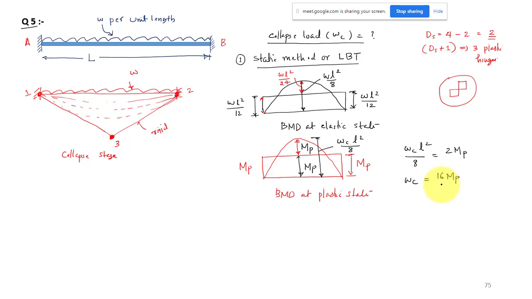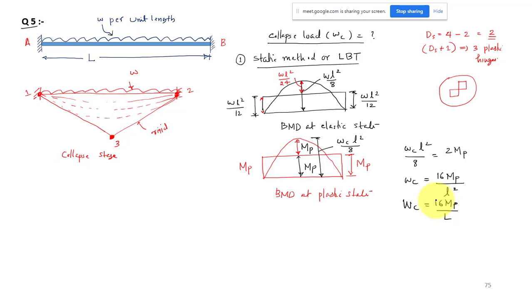So finally you can say that this collapse load is equal to 16 times MB by L square. So that is how you have to find out your collapse load, in terms of kilonewton per meter. Suppose if you want to find your collapse load in kilonewton, that is just WC into L, 16 MP by your length span, let us take capital L. So this is 16 MP by L.